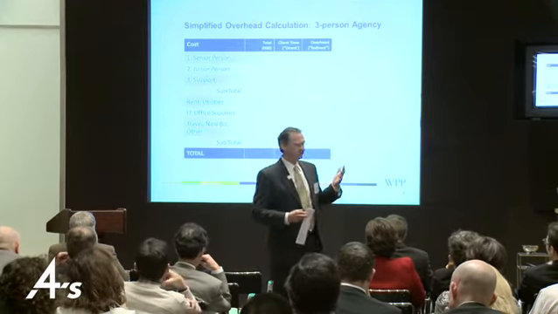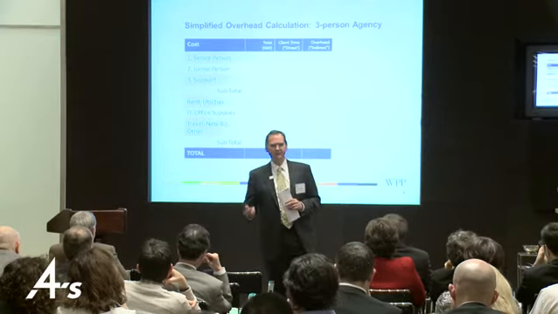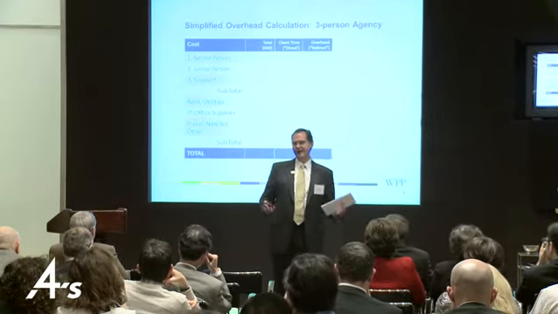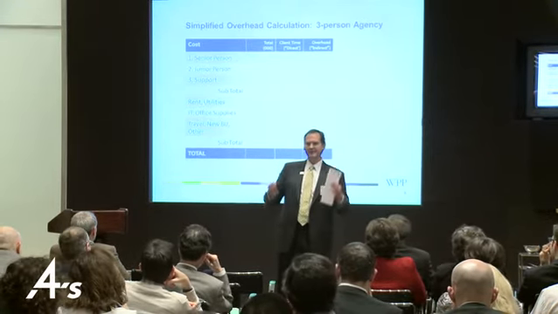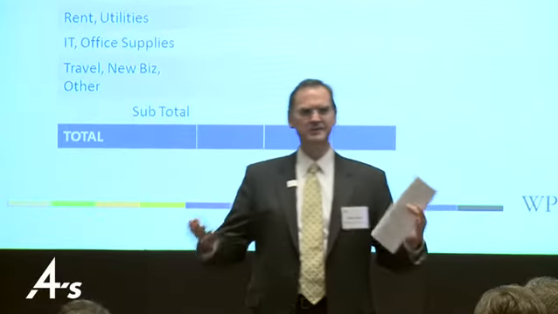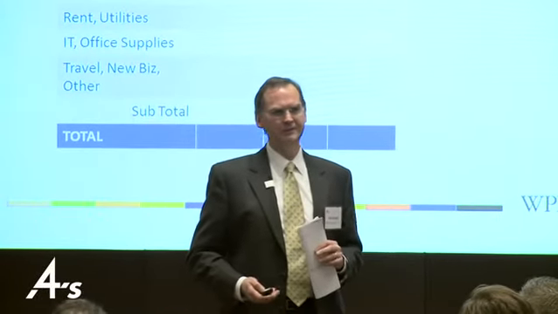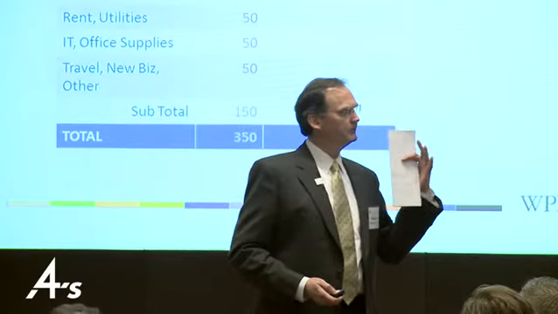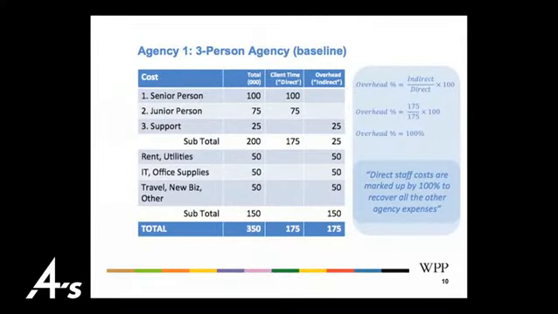We've got rent, utilities, we have to pay for IT, we have to pay for photocopiers still. You guys travel, we have new business expenses, and so on. This is all that it takes to do an overhead rate calculation. So for this first agency, I want to just fill in a couple of numbers. And you've got this in front of you as well on the first page.